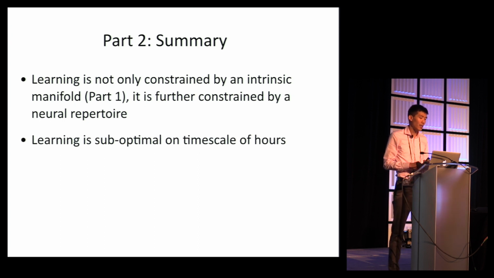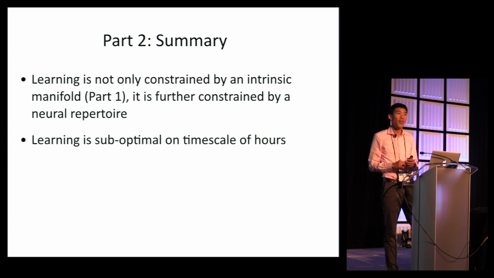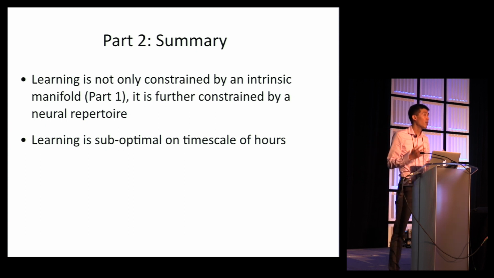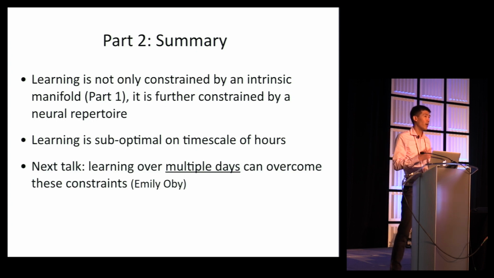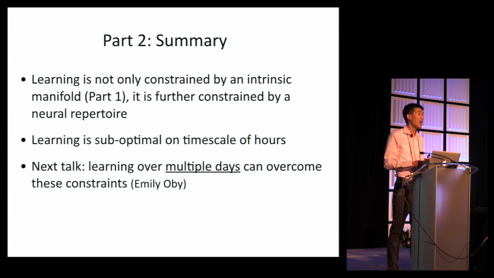Secondly, what we found was that learning is suboptimal on the time scale of hours. And the fact that the neural activity is restricted to this repertoire might explain why learning is suboptimal on this time scale. In the next talk by Emily Obi, we're going to show that we can ask the animal to learn over multiple days, and it turns out that these constraints can be overcome with long-term learning.